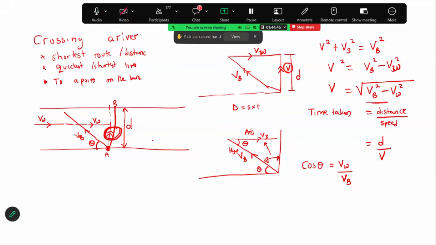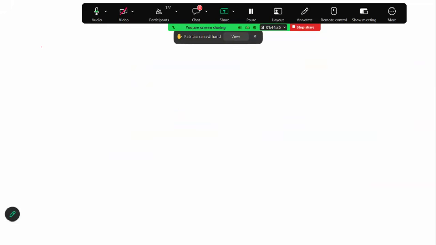So for shortest distance, you take the boat so that it takes you in a straight line. So you take this route, then the water pushes you back. So you move in the direction of the water. Now, when it comes to the quickest, crossing the river in the shortest time possible, what do we do?